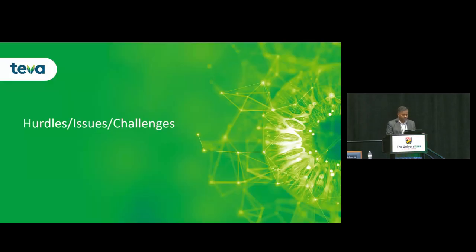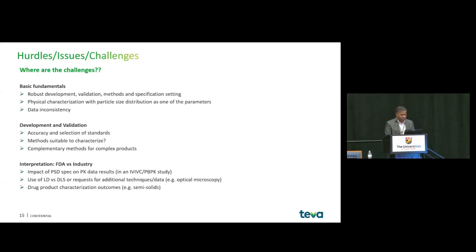So next we'll talk about the issues and challenges against the backdrop of the above FDA questions. So where are the challenges? Is it with the basic fundamentals, robust development? Is it with the validation? Is it with the methods and the specification setting? How about physical characterization? We have a guidance on Q3 with particle size distribution as one of the parameters. And are we looking at data inconsistencies between what we actually develop and present in the PDR versus other sections of the ANDA?